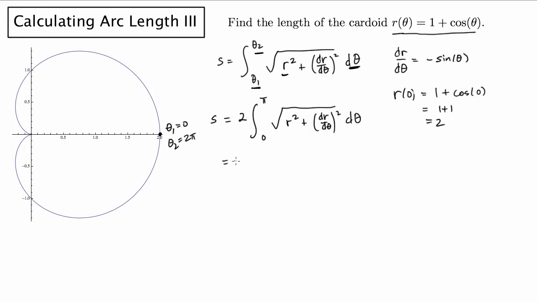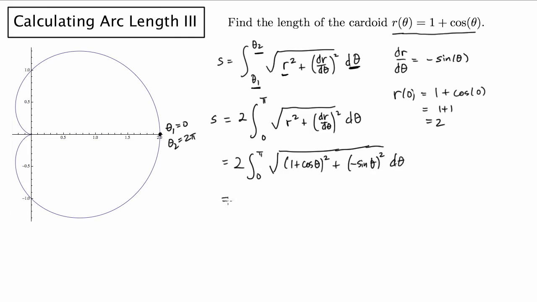So if we update this integral, this would be the integral from 0 to pi of r squared, which is (1 plus cosine of theta) quantity squared, plus (minus sine theta) quantity squared, d theta.